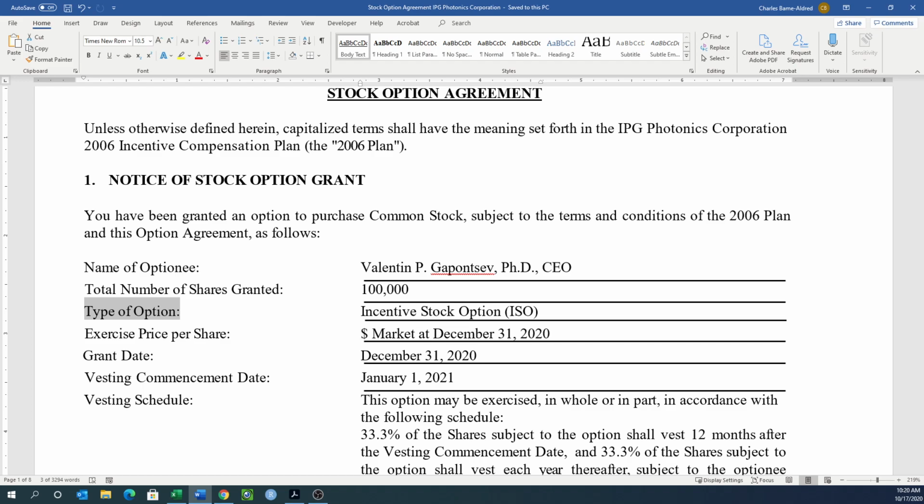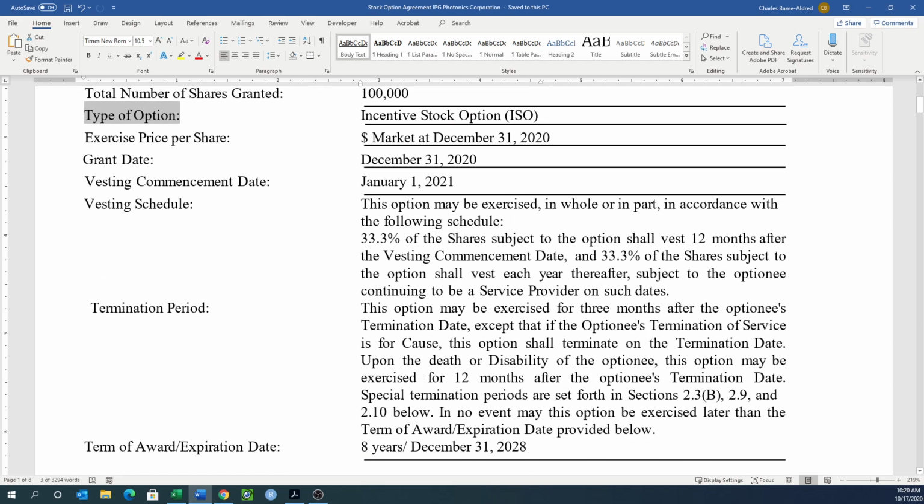And the vesting begins the next day on January 1st. Then we want to look at what's our vesting schedule. How many of these options vest? Do they all vest at once or do they vest in smaller chunks? So we want to look at the vesting schedule. And we also want to look at the termination period and the term of the award or the expiration date. In this case, it's 8 years, expires December 31, 2028. So all these are going to be very important variables as we move forward.